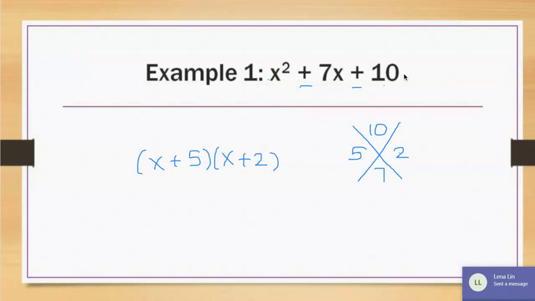Tomorrow, we're going to have to look at the case of FOIL. This 5 and 2 are going to take on a different property than they do here, but the magic x for them will be the same.